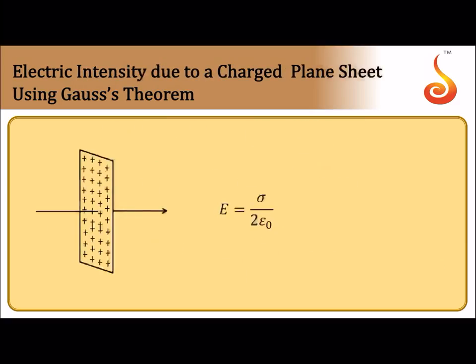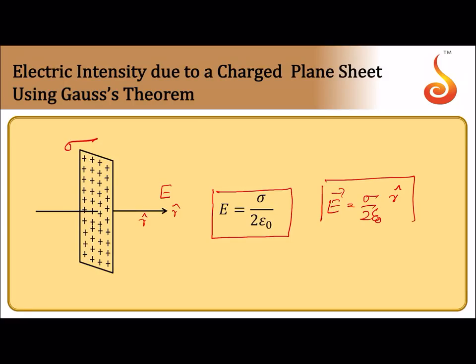So here is the result. If you consider a large sheet of charge having a uniform surface charge density sigma, then the electric field is given by sigma by 2 epsilon naught. And we can show it vectorially. This is your r vector and the electric field is given by E is equal to sigma by 2 epsilon naught r cap. This is r cap, which is along the direction of the radius vector, or say along the direction of the electric field.